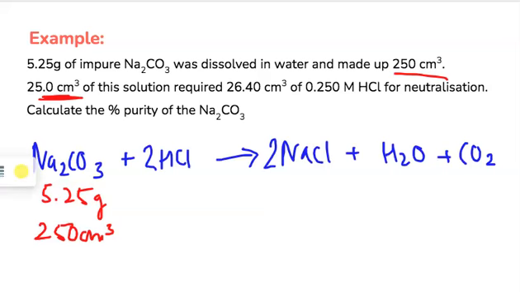So we took the impure sodium carbonate and we dissolved it in water and made it up to 250 centimetres cubed. And then it says 25 centimetres cubed of this solution, so this solution is 25 centimetres cubed out of that 250. So they've made up a larger volume of sodium carbonate solution, but they're only using a small portion of that, only 25 centimetres cubed in that next step.